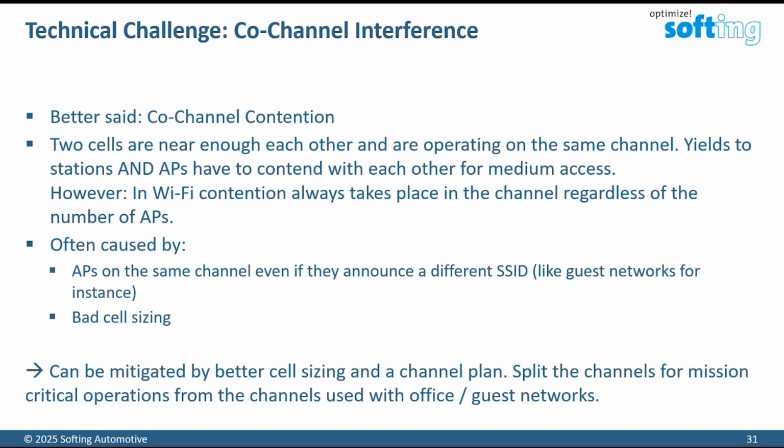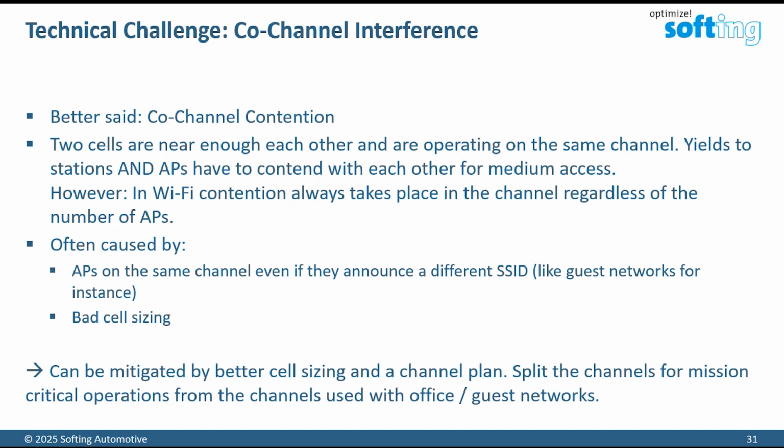You can compare that to a highway where you have multiple lanes, and the lanes are the channels, and there's crowded traffic. You have cars, and the cars are the frames, and you're trying to squeeze in. So that is something you could compare Wi-Fi channel contention with.